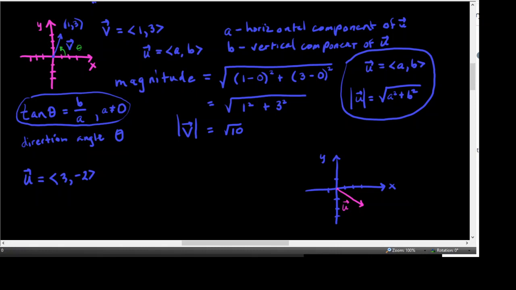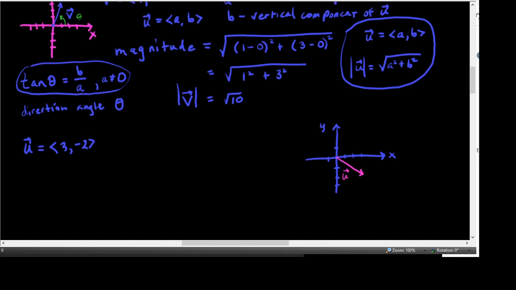Okay, so the question here is going to use both of those formulas. It says, first of all, what's the magnitude of u? So we'll do that first. The magnitude of u is, according to the formula, the square root of a, which is 3, squared, plus b squared, which is the square of -2. 9 plus 4 is 13, so the magnitude is square root of 13.